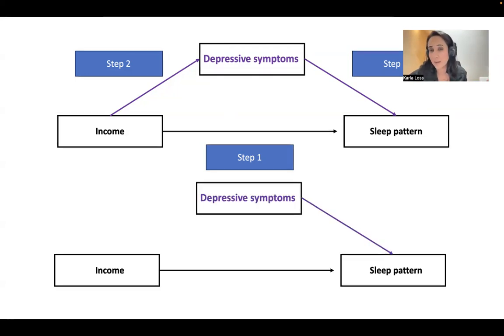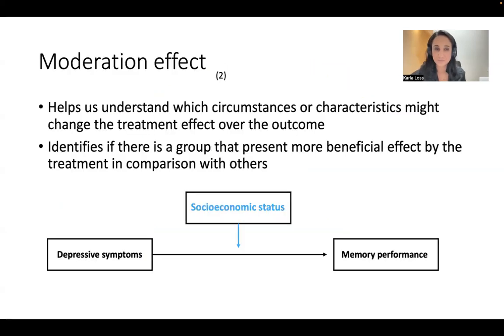And the fourth step, if we see a significant association in the three models, is assessing depressive symptoms as a covariate. And the interpretation was basically, if income loses significance, we can say that only depressive symptoms explain the sleep pattern. But if both are significant, both factors are in the causal pathway, and there is a partial mediation effect of depressive symptoms.